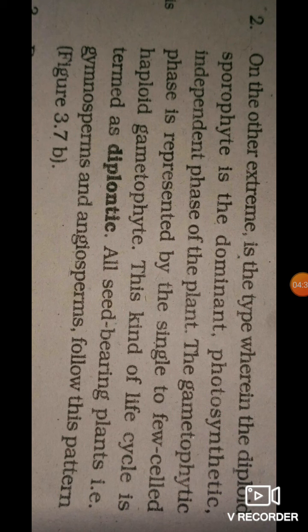These are the types where the diploid sporophytes are the dominant, photosynthetic, independent phase of the plants. The gametophyte phase is represented by a single to few celled haploid gametophyte. This kind of life cycle is termed diplontic. For examples, all seed bearing plants, gymnosperms and angiosperms, and some algae like Fucus.